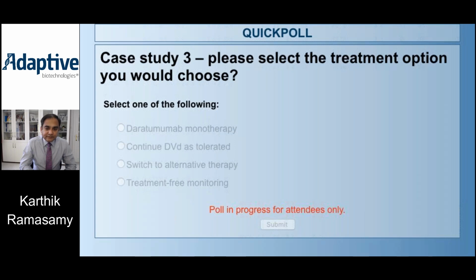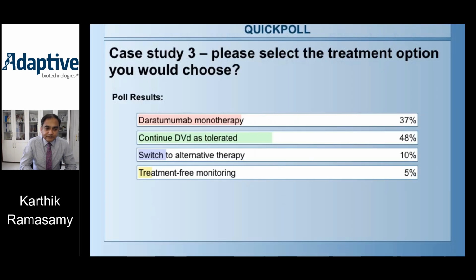Let's look at the results. So close to a third of you would be happy to proceed with daratumumab monotherapy. About half of you who responded would prefer to continue with DVD as tolerated because she's got high-risk disease. A small proportion of you would consider either alternative therapy or treatment-free monitoring.